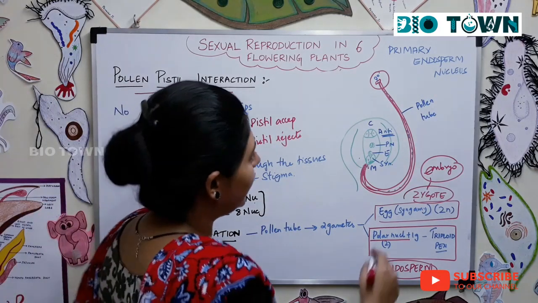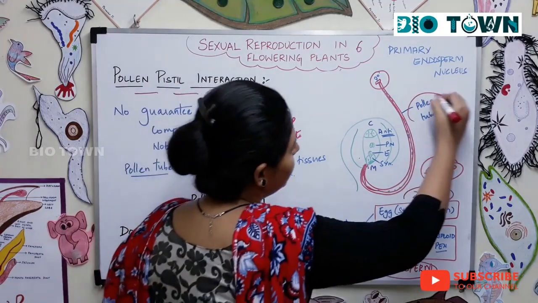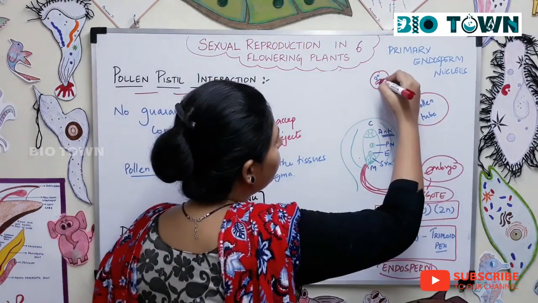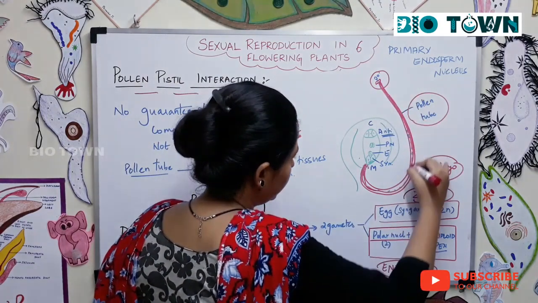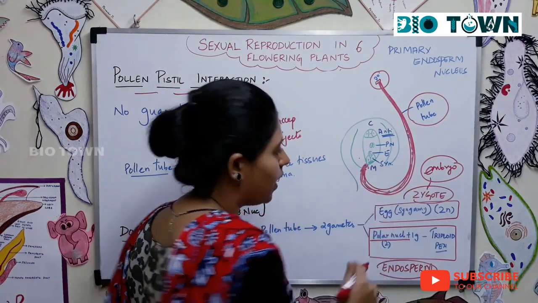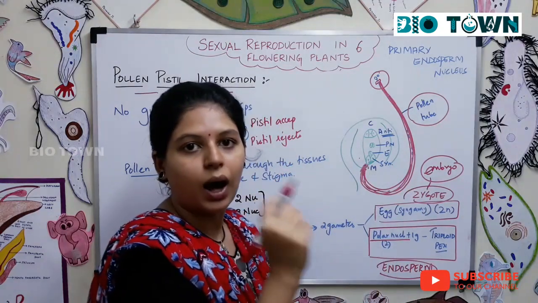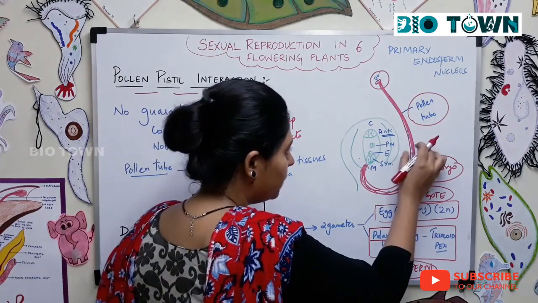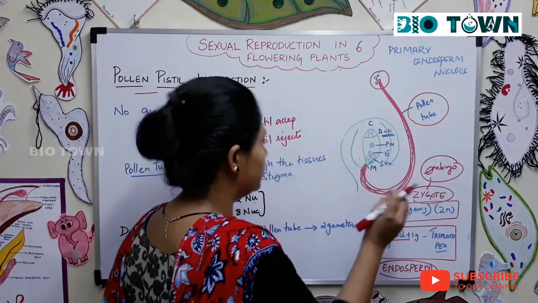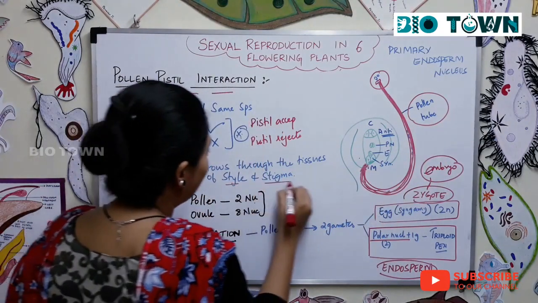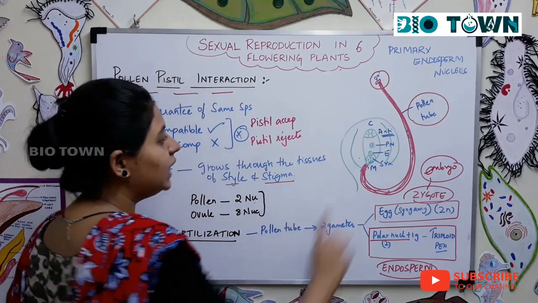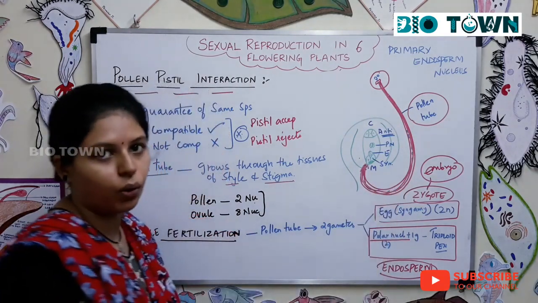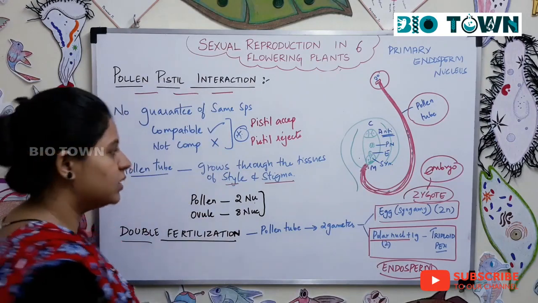Now what exactly happens is the pollen tube. The pollen goes through the pollen tube and meets the ovules. Now how does this happen? The pollen tube is infused in the tissues of style and stigma, so that they create a pathway to reach the ovule. So this is the basic process.